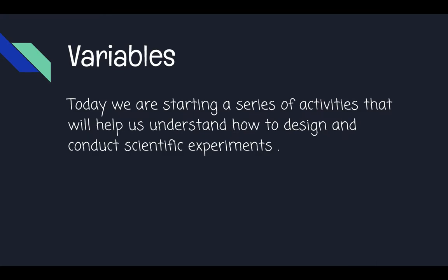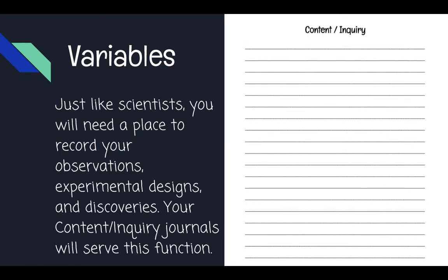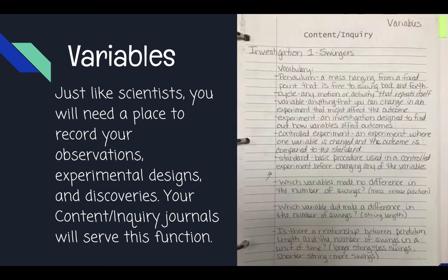Okay, so today we're starting a series of activities that will help us to understand how to design and conduct scientific experiments. Just like scientists, you'll need a place to record your observations, your experimental designs, and your discoveries. Your content inquiry journals will serve as this function. So you got these the other day. The picture on the left is what the content inquiry page looks like. So here's an example of my content inquiry sheet from last year for variables. So yours will look very much like this.